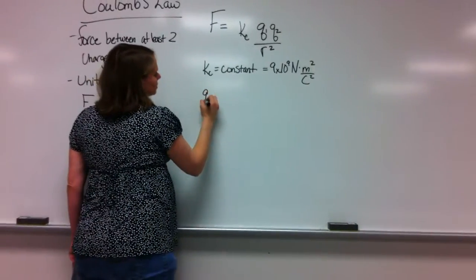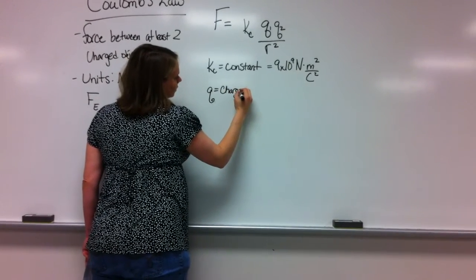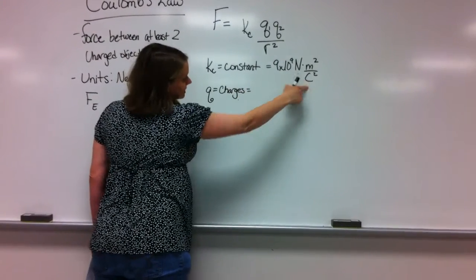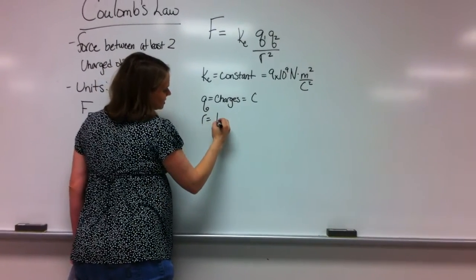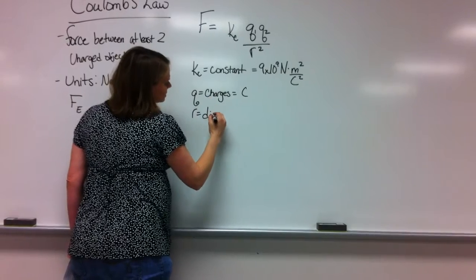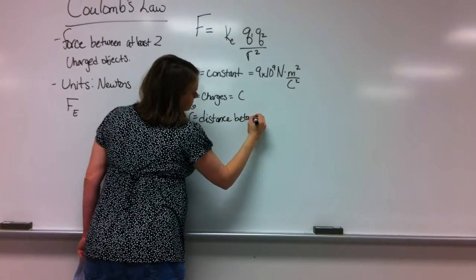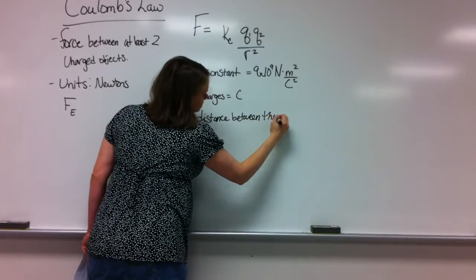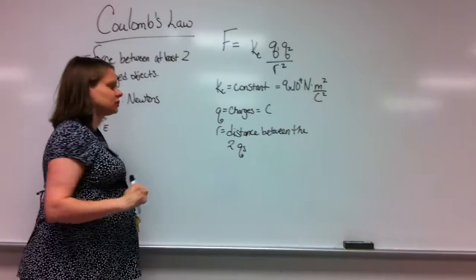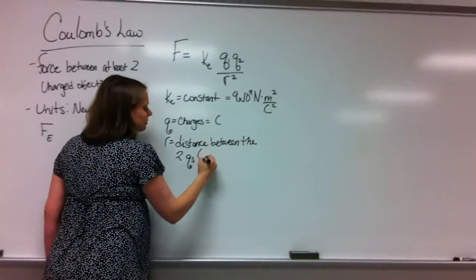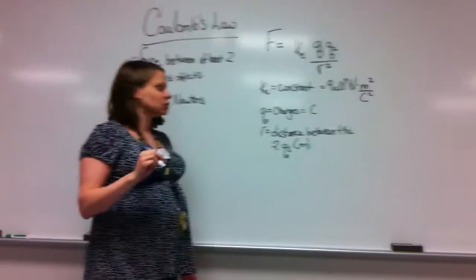Remember, our Q's are our charges. They're measured in C's, they're measured in coulombs. And R is going to be the distance between the two charges. So it's the distance between the two Q's. This has to be measured in meters. So you've got to make sure you're really watching your units.